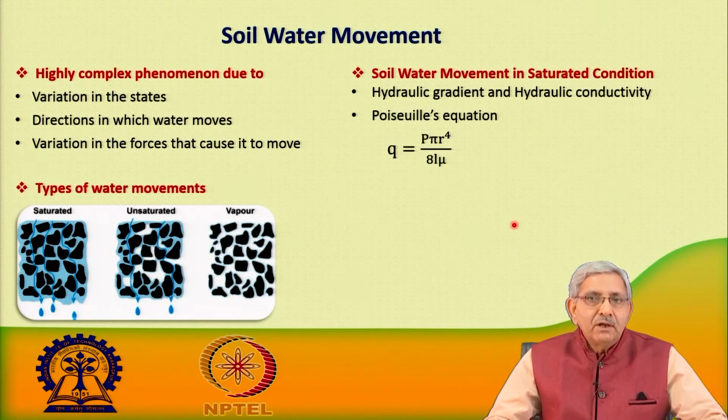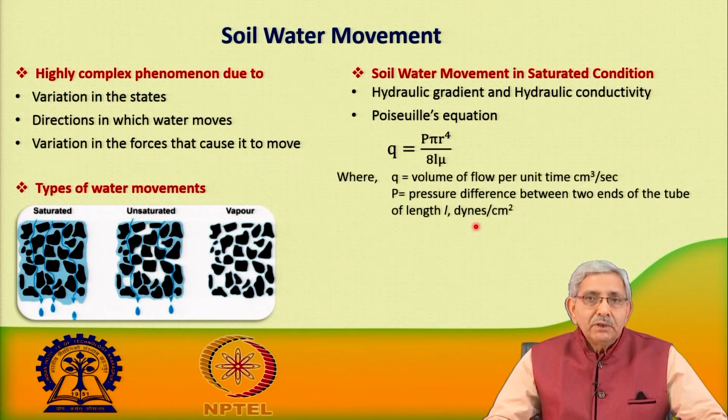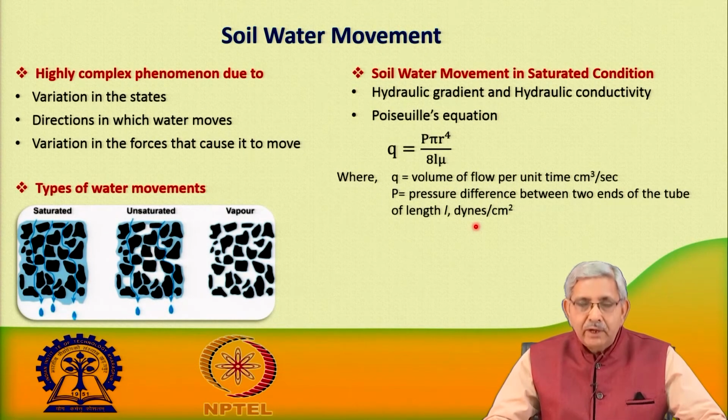Poiseuille's equation, which explains that rate of flow Q equals P pi r to the power 4 divided by 8 L mu. So, Q is the volume of flow per unit time, or rate of flow or discharge we can say, and P is the pressure difference between two ends of the tube, or simply capillary tube, and let it be the soil particles, which consist of the pores.